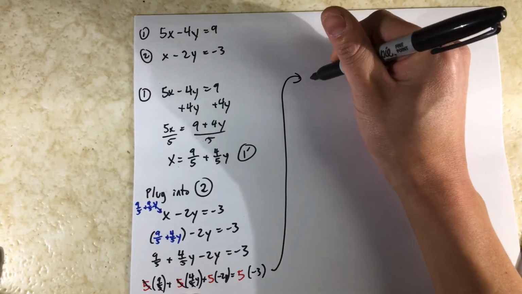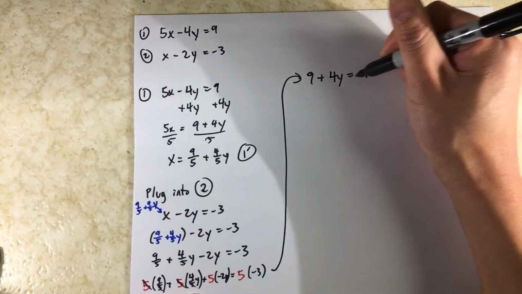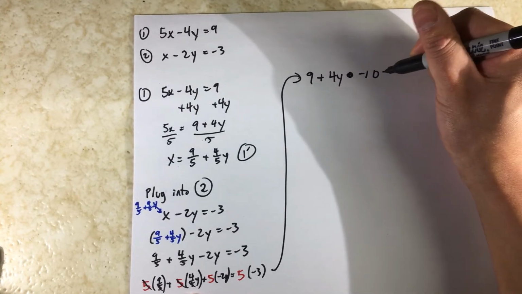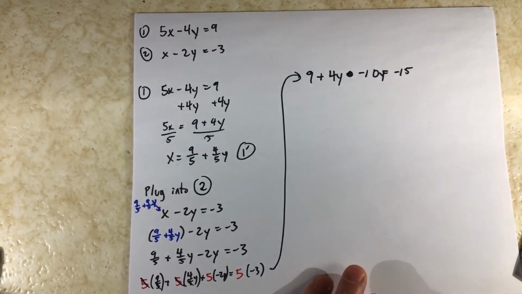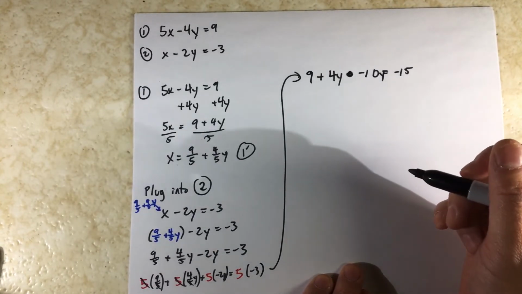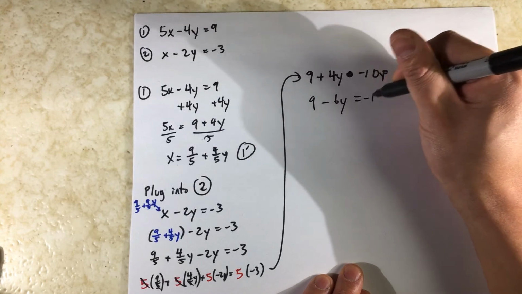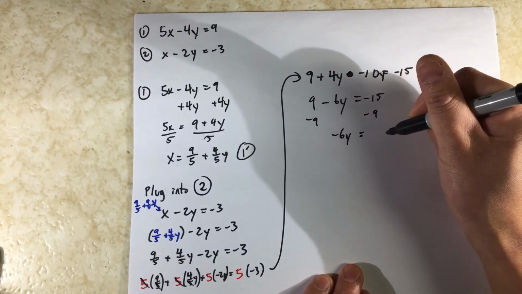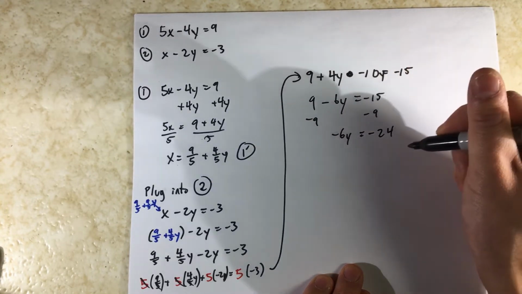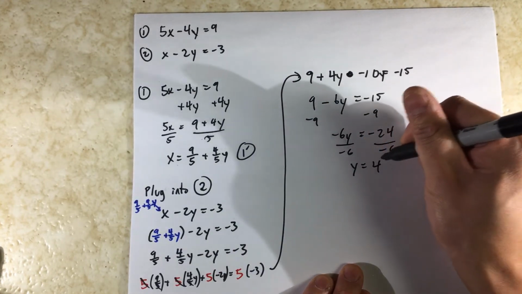All right, I feel like I'm talking to myself. So 9 plus 4y minus 10y equals minus 15. There's another problem: no one's here to correct my errors, so we'll see if any errors come up. All right, minus 6y is equal to minus 15 minus 9, so minus 6y is equal to minus 24. Okay, great. Divide by negative 6. y is equal to 4.